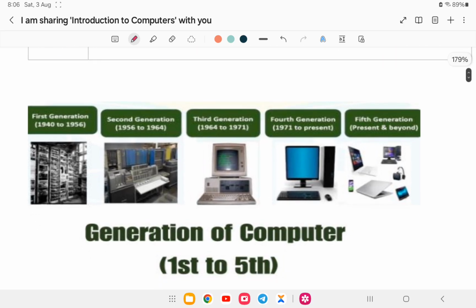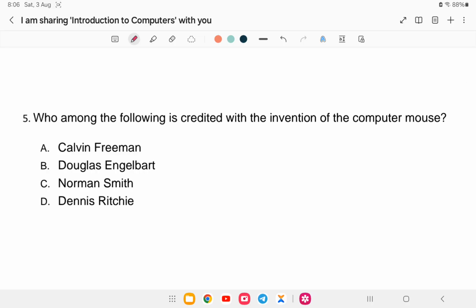Let us go to the next question. Who among the following is credited with the invention of the computer mouse? Is it A. Calvin Freeman, B. Douglas Engelbart, Norman Smith, or Denny Ritchie? So who invented the computer mouse? It is Mr. Douglas Engelbart, option number B.